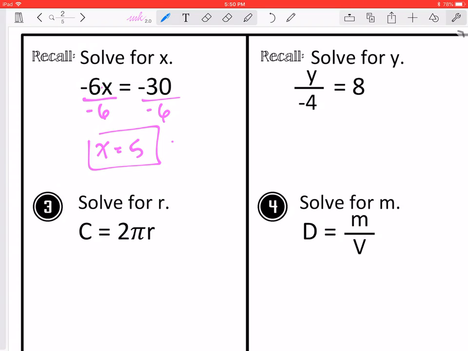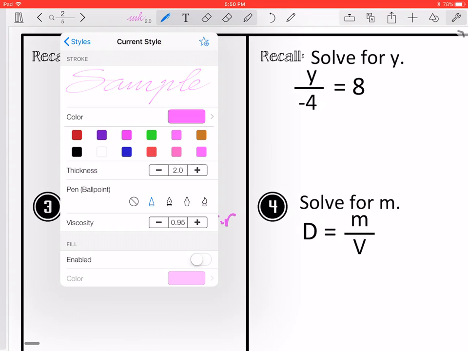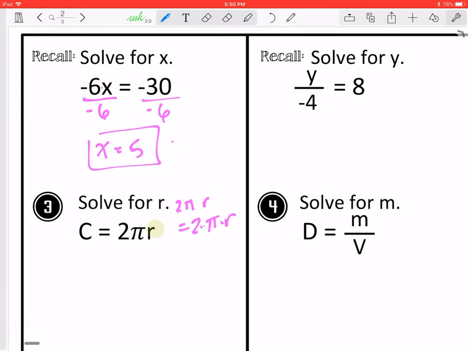All right, let's look at number 3. It's the same process. We want to solve for r. And now I can look at that 2 pi r. This is the same thing as saying 2 times pi times r. Now the commutative and the associative property under multiplication says that I can order these and group these in any way that I want. So I can say 2 pi and group times r. I can say 2 times pi r.